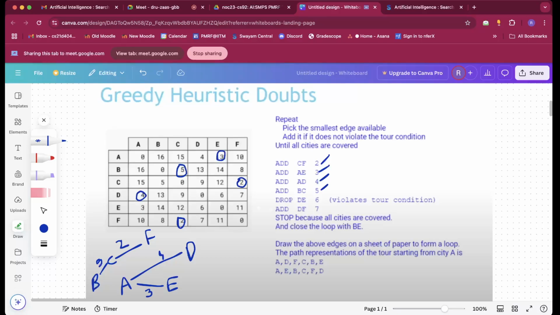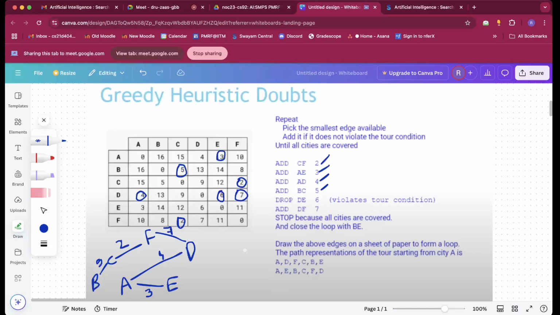Next least cost edge is 6, which is from D to E, but then this would cause us to make a closed loop, right? And we don't want that, so we will skip DE and we will go for the next least cost edge, which is 7, which is D to F, with cost 7. Okay, and now all the cities have been covered exactly once, and this completes our tour.